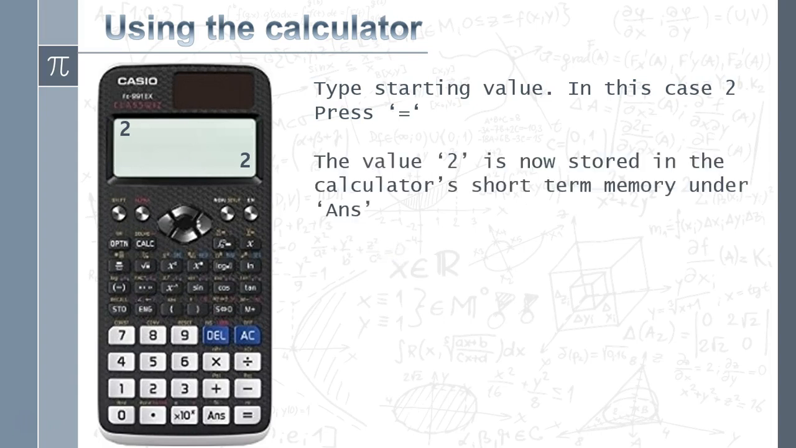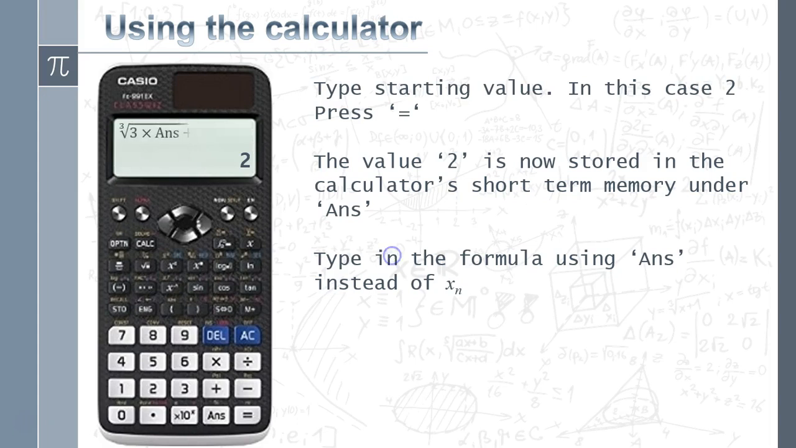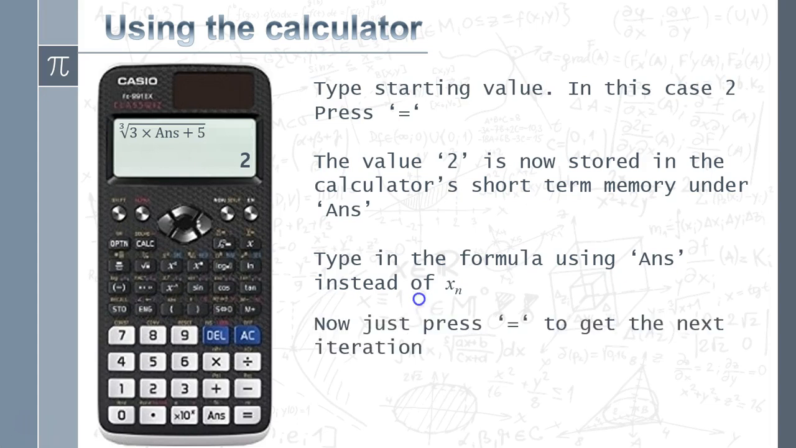Now, what's happened is that value for 2 is stored under ANS in the calculator's short-term memory. So now when I type it in, I'm not going to use that 2 anymore. I'm going to type in the formula, but instead of using the xn, I'm going to use the ANS key. So I'm going to type in something that looks like this. So we've got 3 times ANS plus 5 all within that cube root. And that ANS is 2, so press equals, and there's the 2.23.